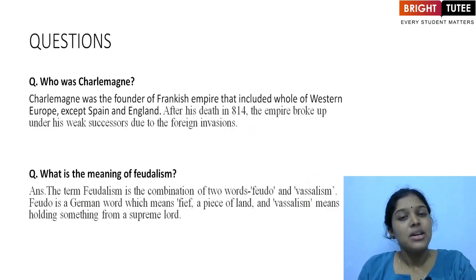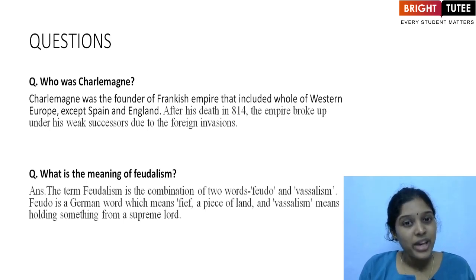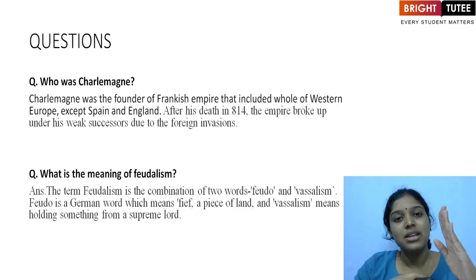So we are done with the circumstances which lead to the coming of feudalism, that is the factors which are shaping the feudal society. Then we saw the definition of the term feudalism, the literal meaning of it, which had feudo plus vassalism, and where it came from and what those words meant. And then we saw the important features of feudalism. Around 5 features we discussed, and then we looked at the organization of feudalism, which is in a pyramidical form with the king at the top and the peasants in the last strata.